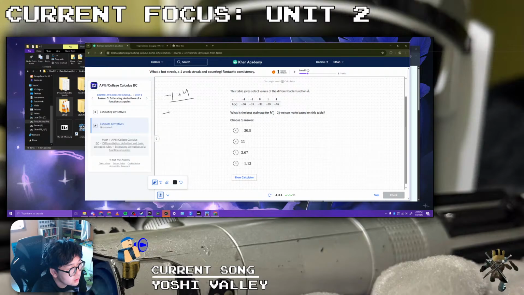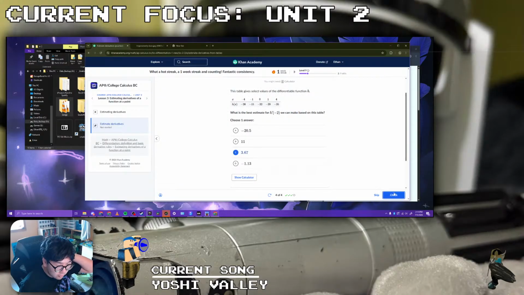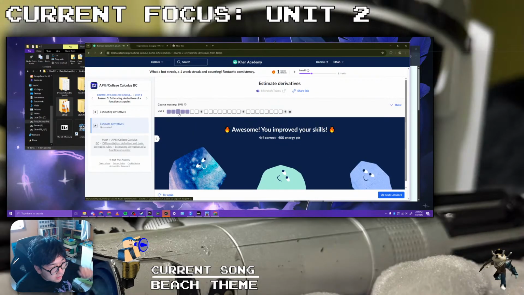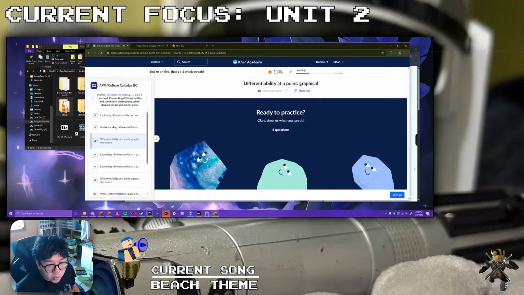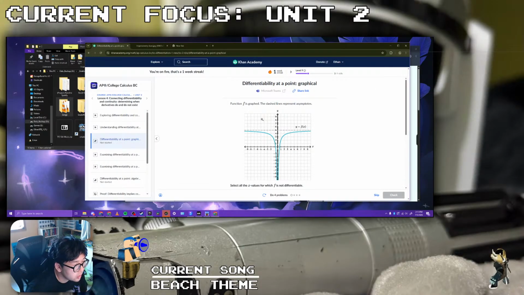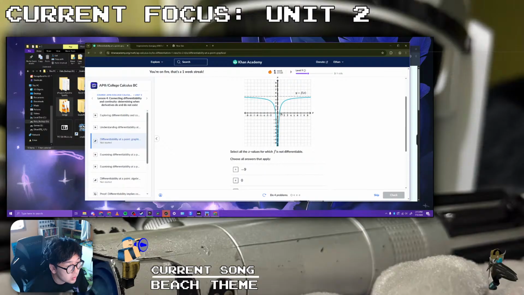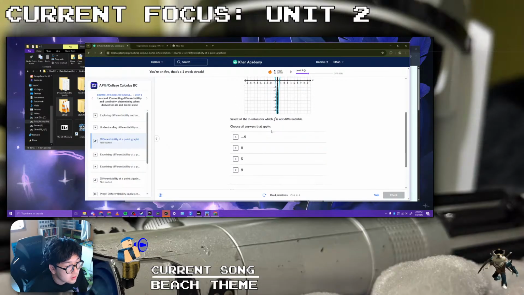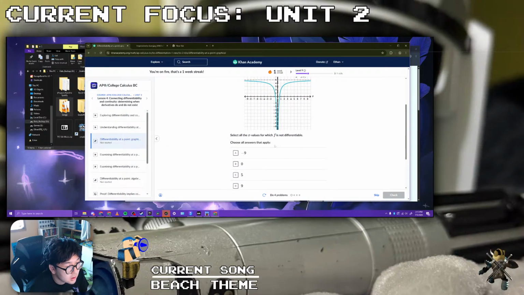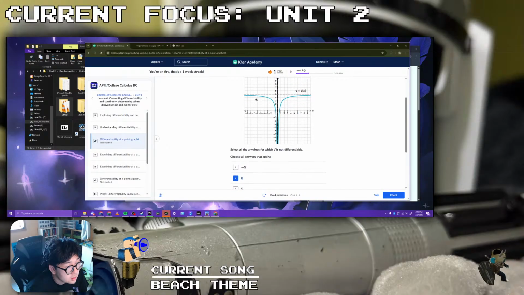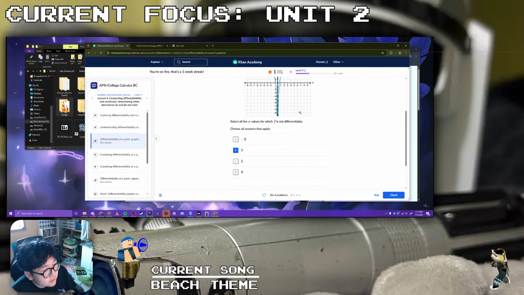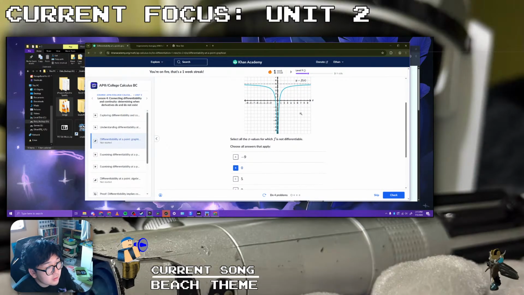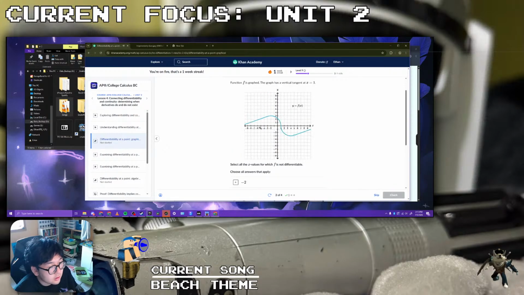This is a little more than 5. Oh my goodness, I keep putting it on the wrong side. A little less than 4. It's not differentiable at 0. I'm pretty sure it's differentiable everywhere else though, so just 0, yeah.